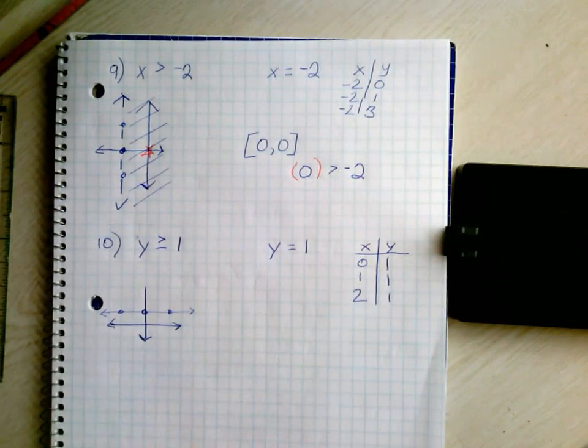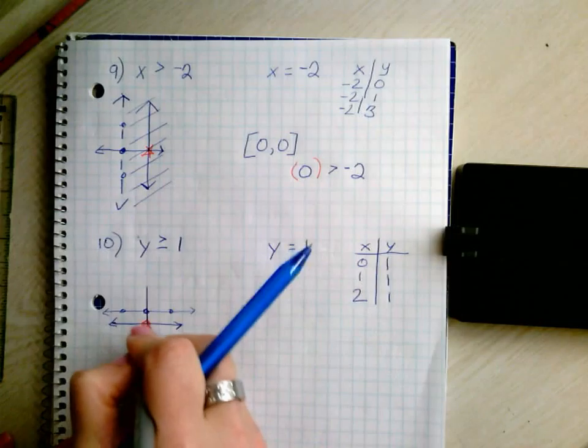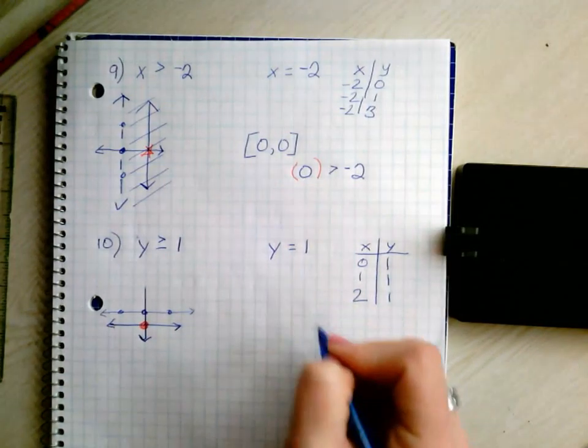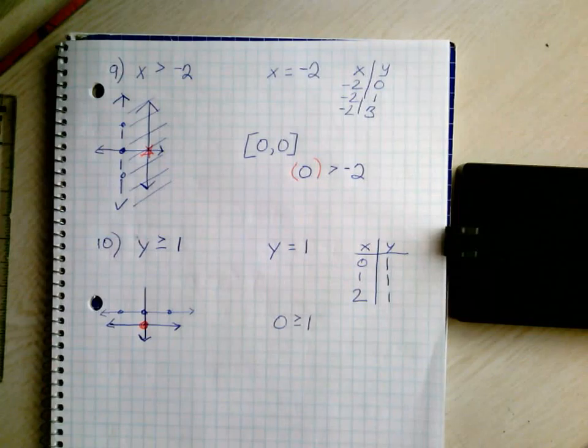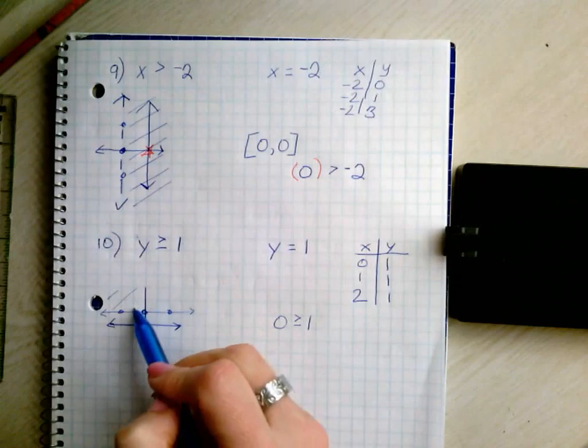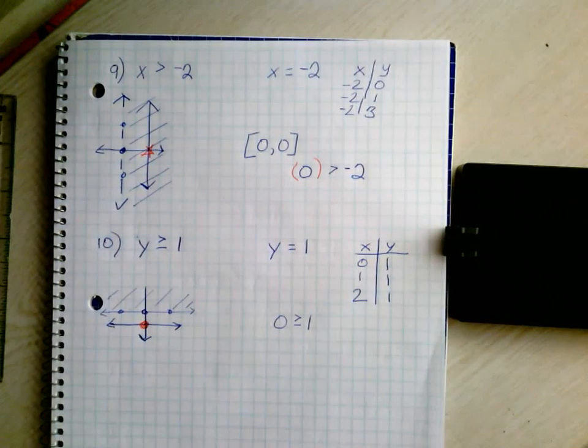Can we test that easy peasy 0, 0? Sure we can. So, 0 is greater than or equal to 1. True or false? False. Shade the side that does not include the false. This one is identical to number 28 and number 31.